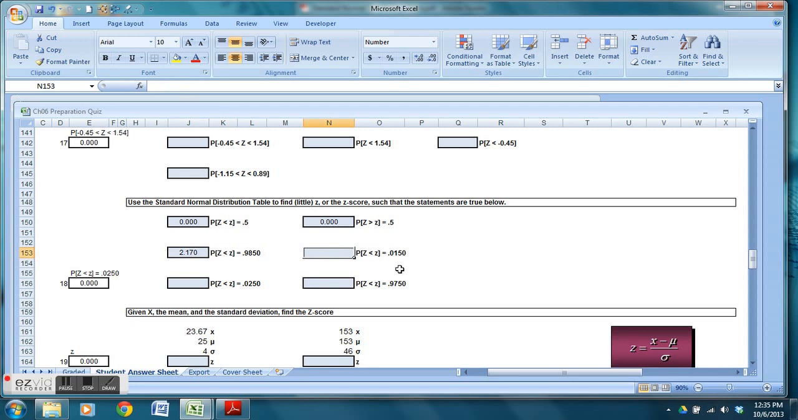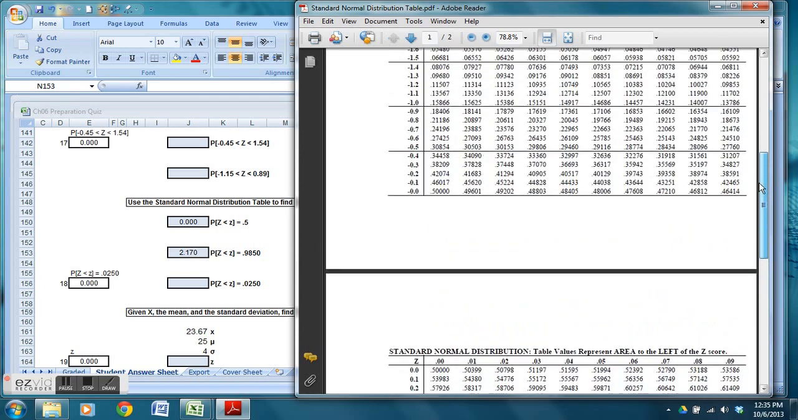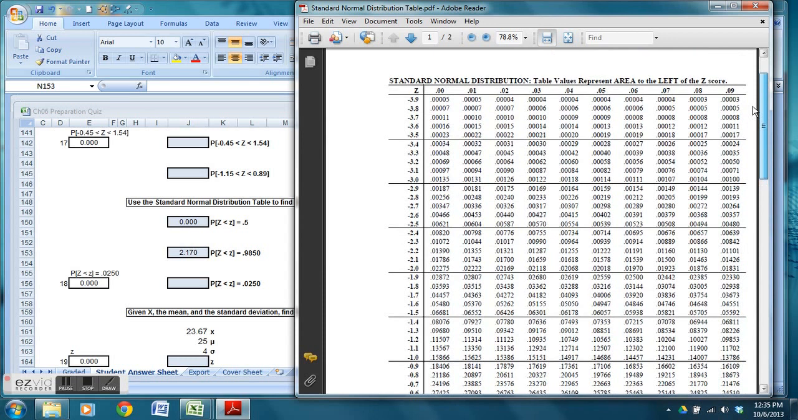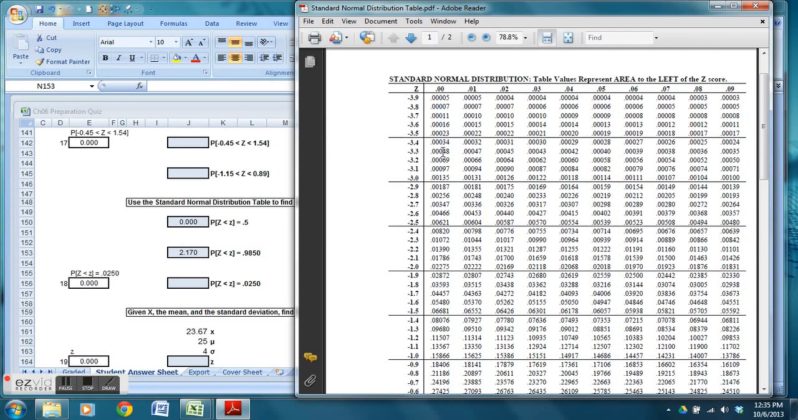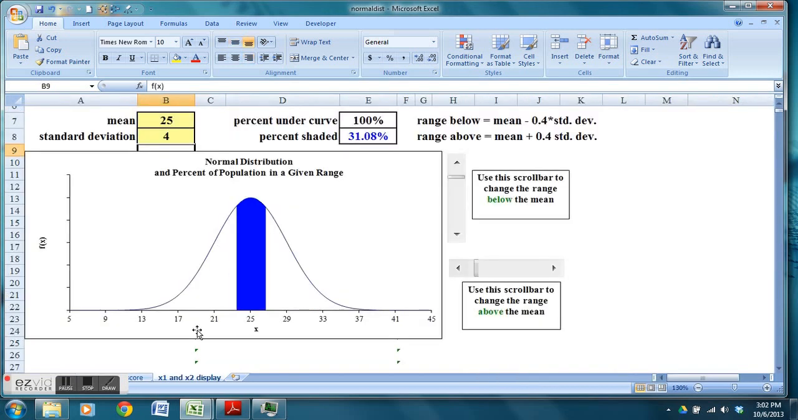Onward. If the probability is 0.0150, what is the z-score? Probability that z is less than the z-score. And there it is, negative 2.17. So you can see the symmetry between these two z-scores. One's positive, one's just the negative of that, and you can see it when you're looking at the graph.